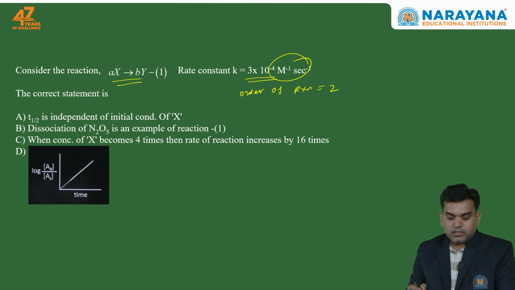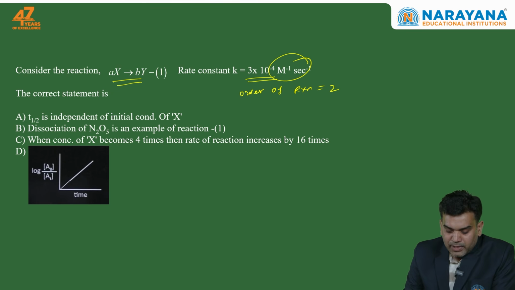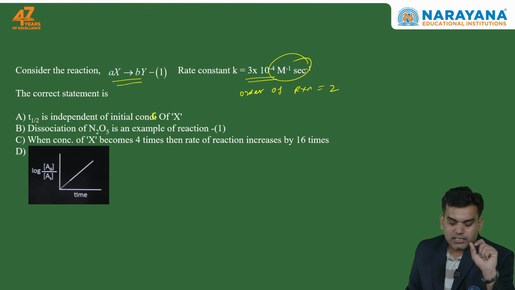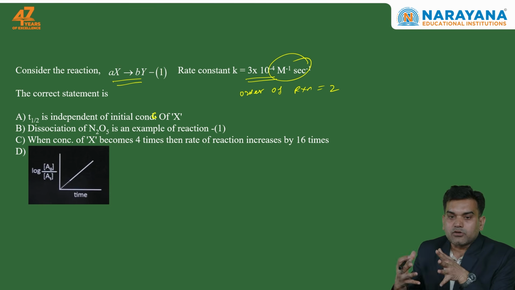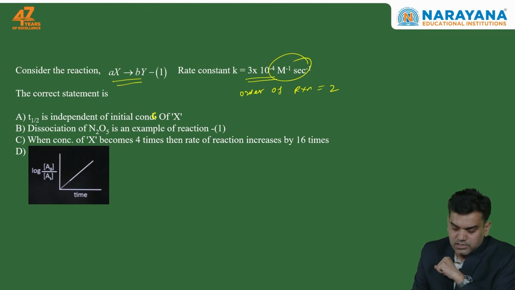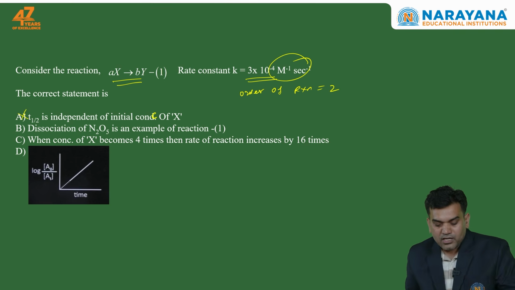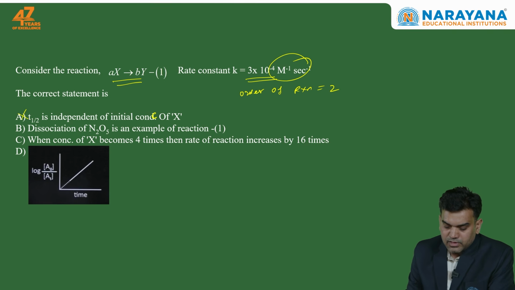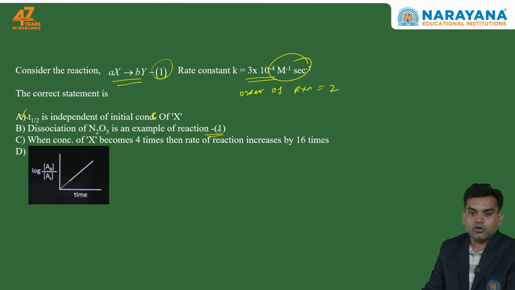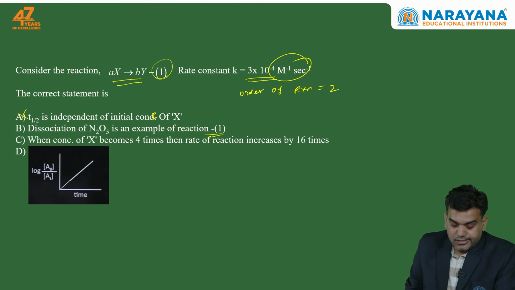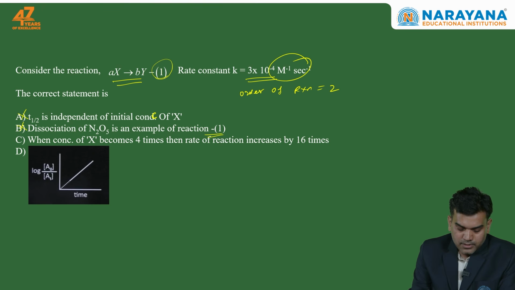The first option says that t half is independent of the initial concentration of X. T half is independent of the initial concentration of the reactant only for first order reactions. This is a second order reaction, so I cannot say this statement is correct for the given case. Dissociation of N2O5 is an example of reaction 1. So again, N2O5 does not follow second order kinetics, so this B is also incorrect.